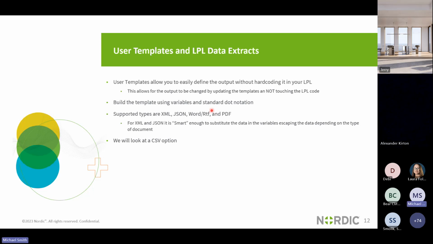So the templates are built using variables and your standard dot notation, business class dot field, business class dot relation dot field, those types of things. So it's syntax we should be fairly familiar with. The out of the box supported types are XML, JSON, rich text or Word, and PDF. To be honest, I have no idea how the Word or PDF works. So if that's a question, I can answer it now.